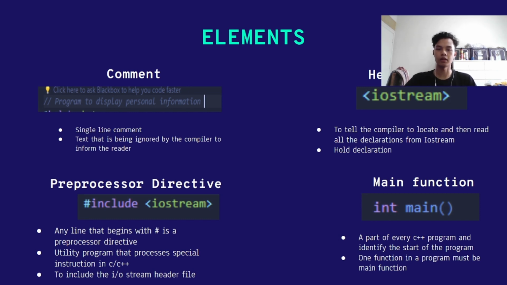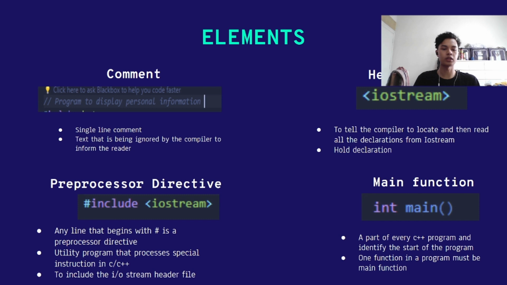As you can see there, hashtag include. Any line that begins with a hashtag or pound is a preprocessor directive. A preprocessor directive is a utility program that processes special instructions in C or C++. It is also used to include the iostream header file, as you can see the iostream there. So next we have the header file. A header file is used to tell the compiler to locate and read all the declarations from iostream.